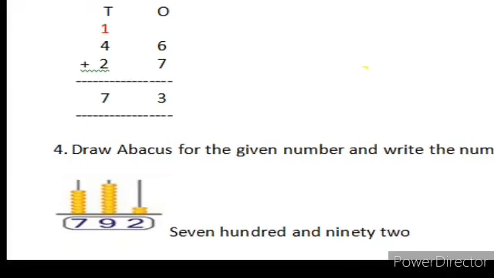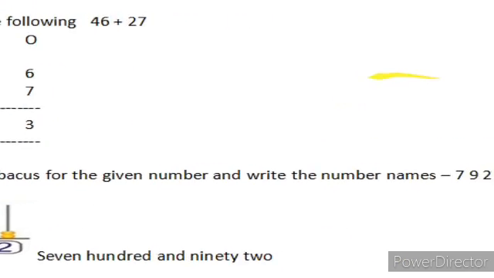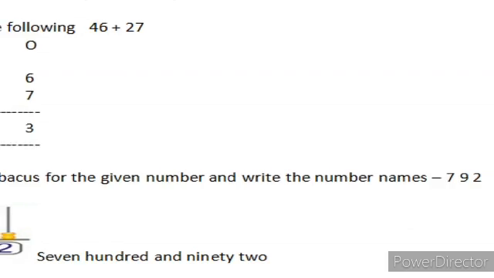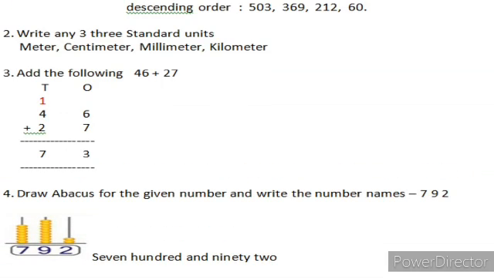Then question number 4. Draw abacus for the given number and write the number names. 792. Students, this sum we have to draw abacus as well as write the number names. So first you should draw the abacus. So 3 strings. In ones place they given 2, so you should draw 2 beads. Tens place they given 9, so you should draw 9 beads. Hundreds place they given 7, so you should draw 7 beads. So 7, 9, 2. 792.